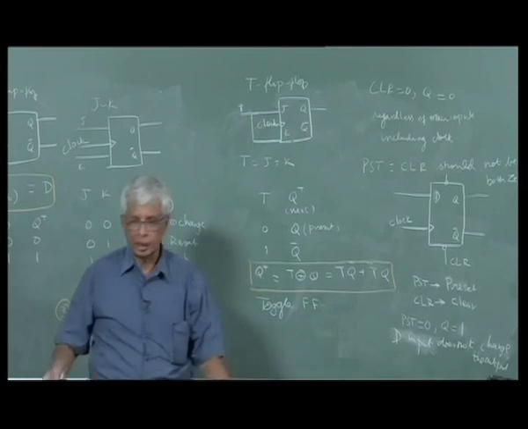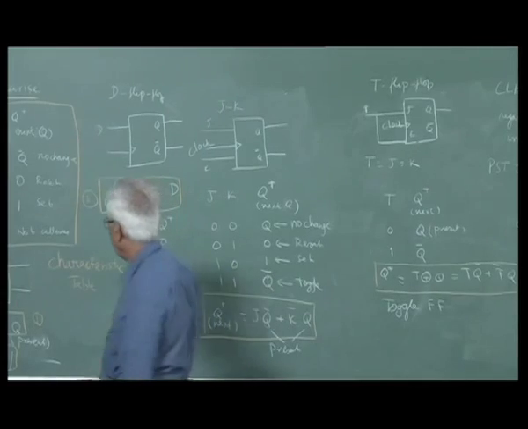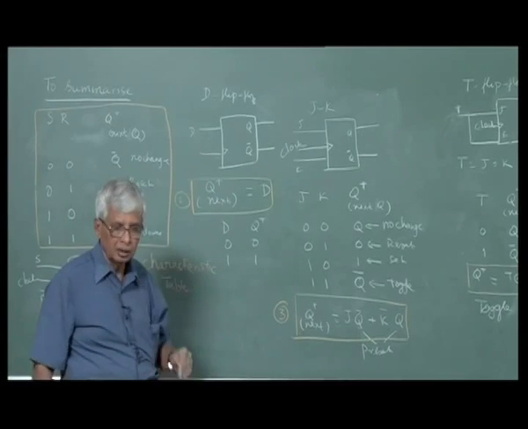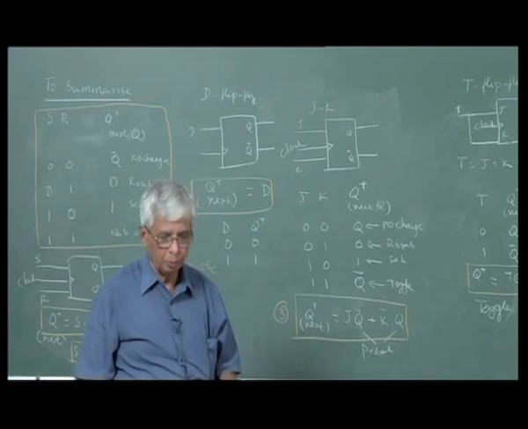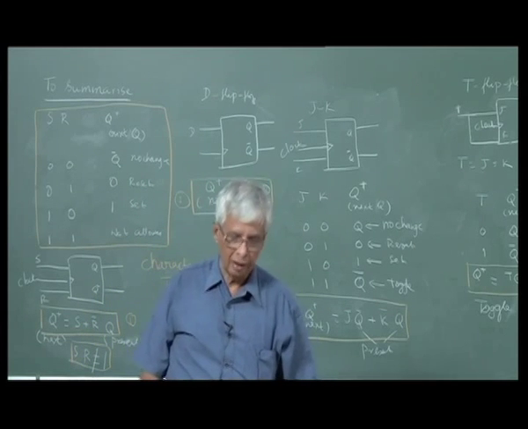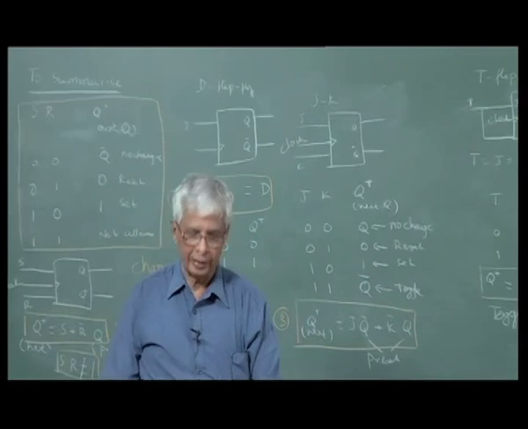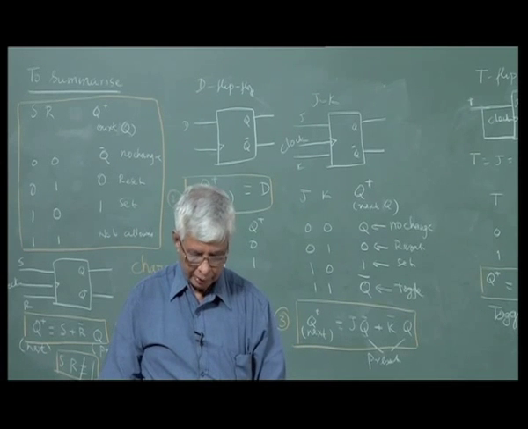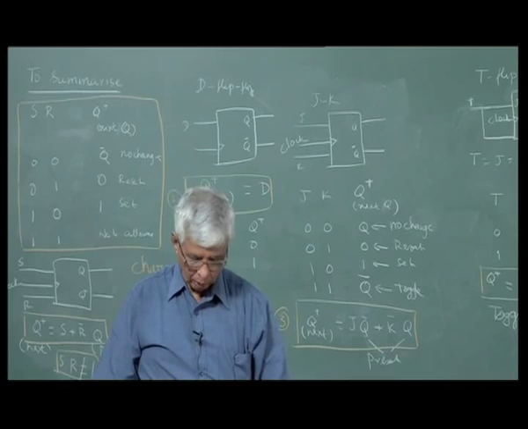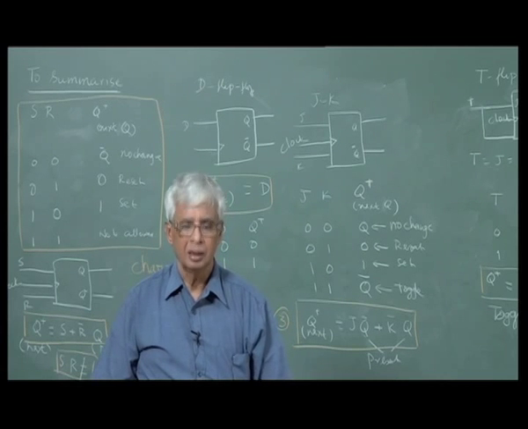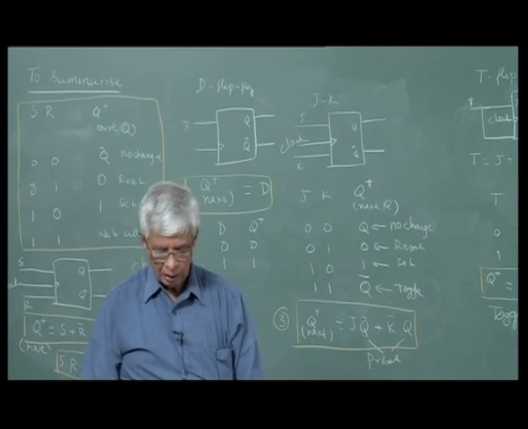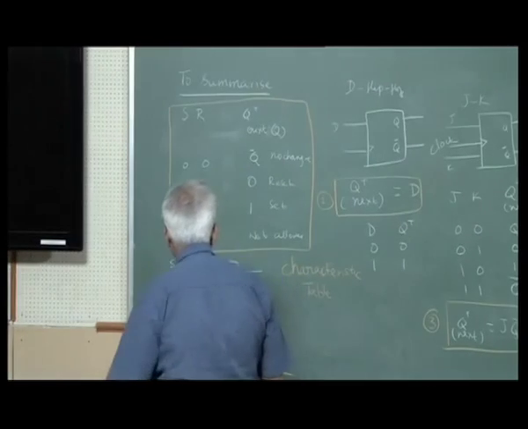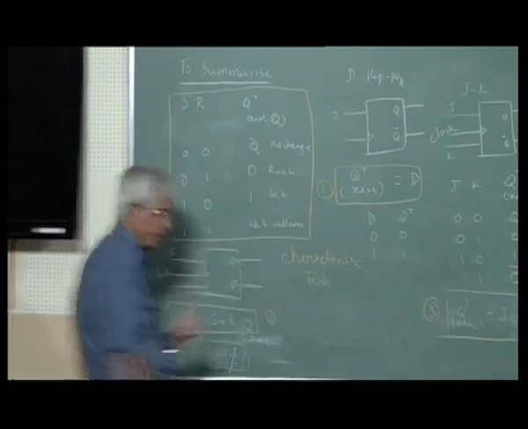We also talked about triggering. When the clock is there, anytime the clock is there, the input can change output. That is level triggering, but it's not advisable because they may keep changing. We would like to monitor or sample the inputs only once every clock cycle. So we go for edge triggering. That means when the clock goes from 0 to 1 or 1 to 0, only once in a clock cycle.